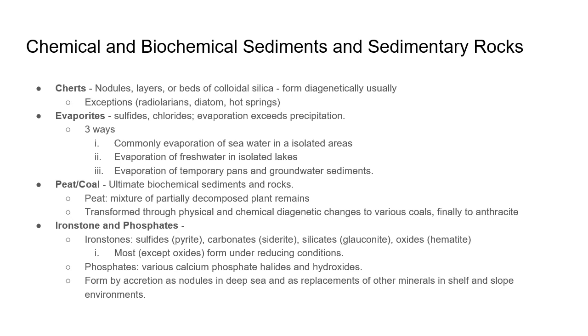Ironstones and phosphates. Now, ironstones, for chemical sedimentary rocks, these can be sulfides in the form of pyrite. You can get iron carbonates like siderite, iron silicates such as glauconite, and iron oxides like hematite. Most of these, with the exception of our oxides, are going to form under reducing conditions. Our phosphates, though, we have various types of calcium phosphate halides and hydroxides. Most of these are going to form from the accretion of either ironstone or phosphate nodules in deep marine, deep sea environments, and replacement of other minerals that we also see happening in our slope and shelf environment.